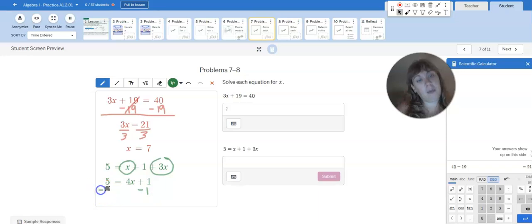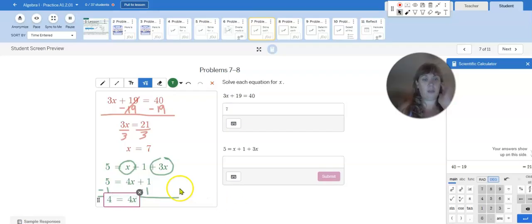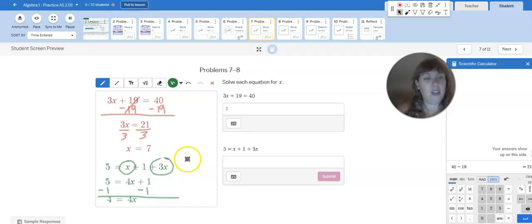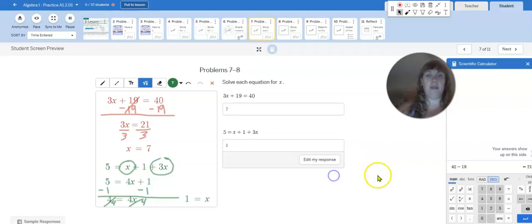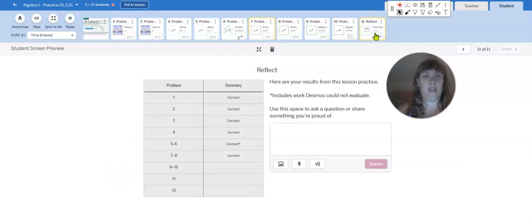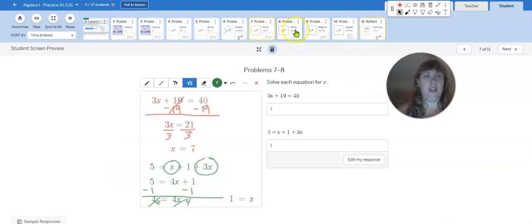Then we can subtract 1 on both sides, starting to get x alone. 5 minus 1 is 4 equals 4x. And then divide both sides by 4. 4 divided by 4 is 1. So we have 1 equals x. And go ahead and submit. Looks good. Alrighty, let's go to slide 8 when you're ready.